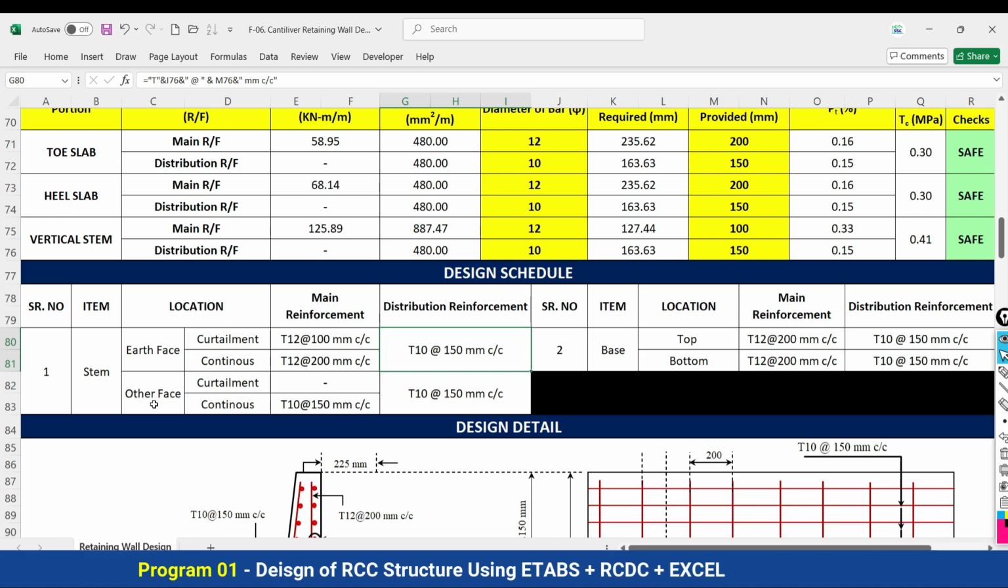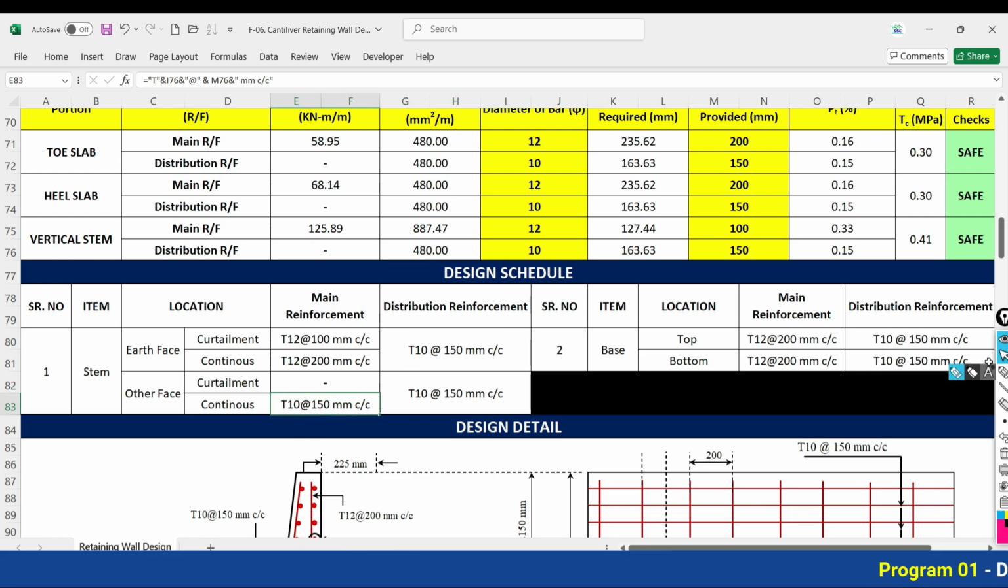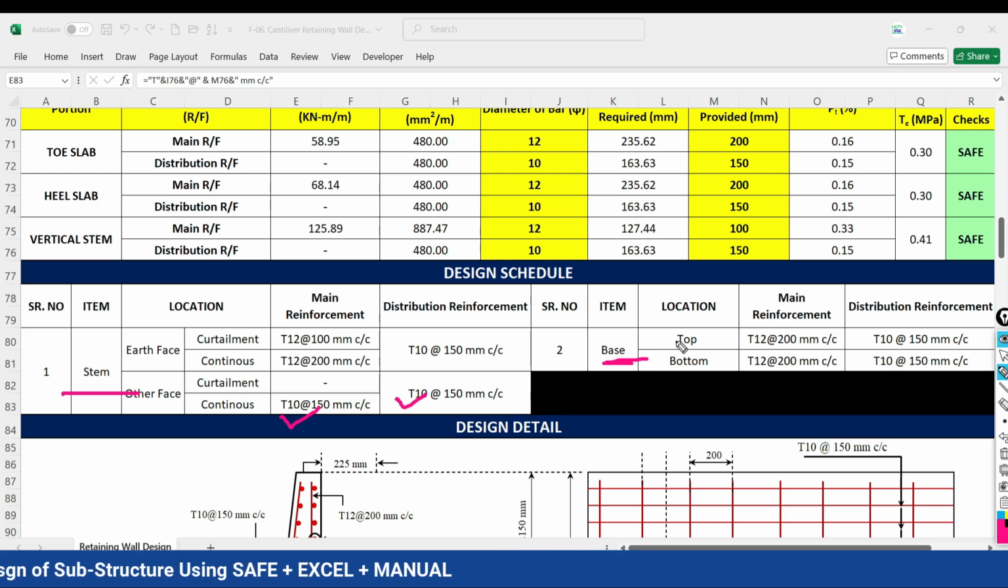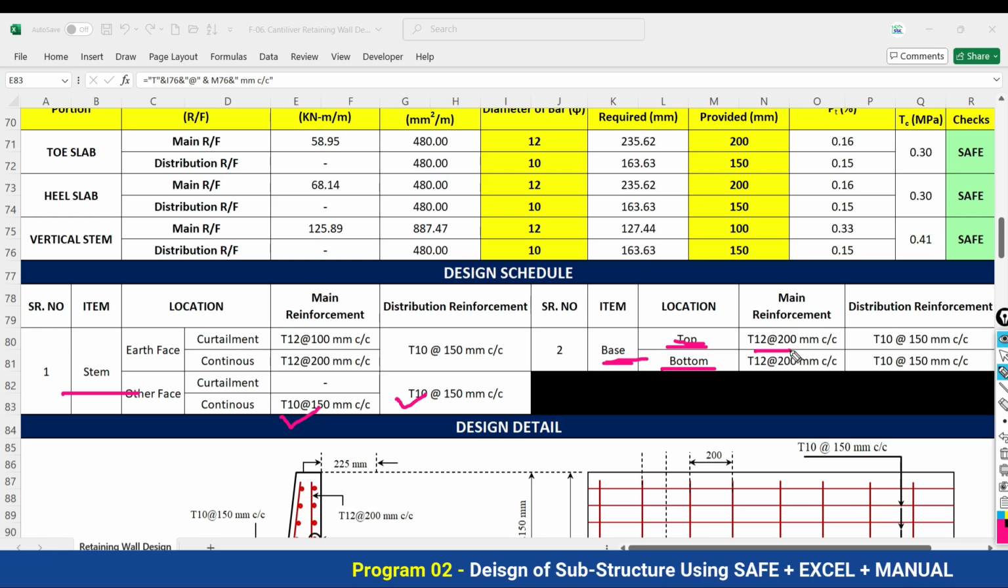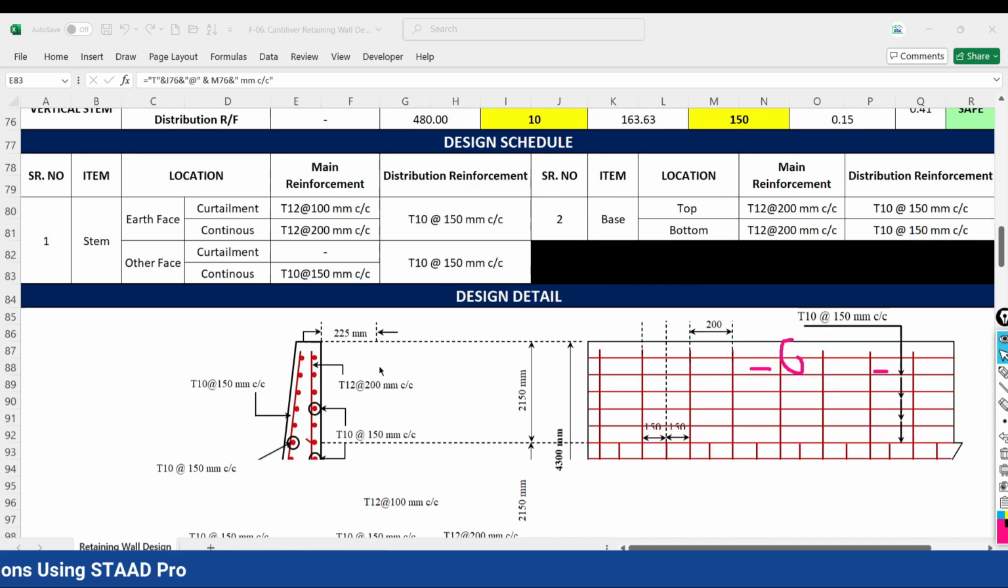Now the other face of the vertical stem: main reinforcement and distribution reinforcement are going to be provided the same, 10 at 150 mm center to center. So this is what is done here, both we have provided. Now second, the base. Here it is the stem, now here is the base top reinforcement and bottom reinforcement. Top reinforcement is 12 at 200 mm center to center, distribution is 10 at 150 mm center to center, and for the bottom bars 12 mm diameter bar at 200 mm center to center, and distribution again 10 at 150 mm center to center.